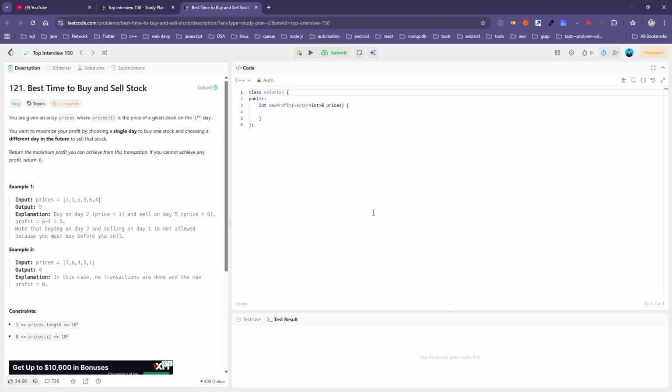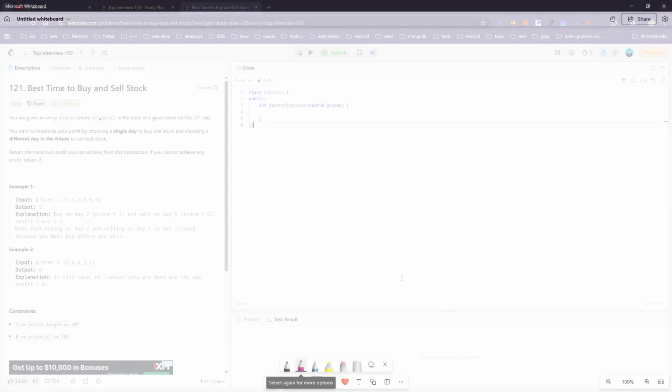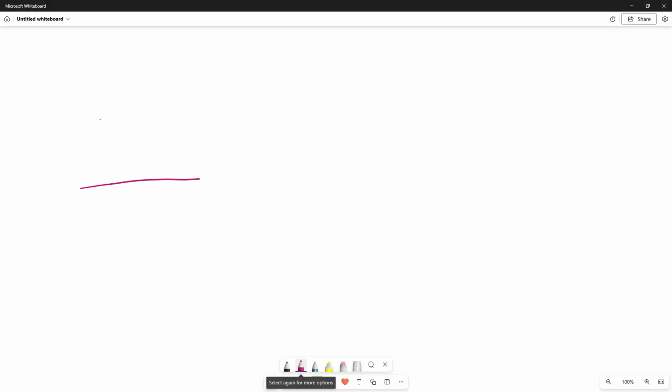So let me show you a graph first, okay? But the point here is you have to choose 2 days. So at one day you have to buy the stock, and the second day, which is in the future, you have to sell that stock. And in that duration you have to return the profit you can make. Okay, this is the graph. So this is the baseline, okay, and this is your graph.